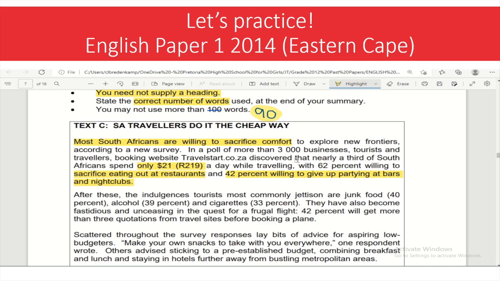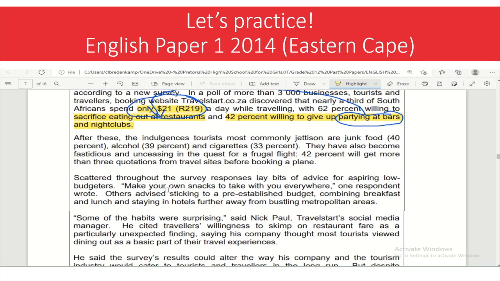Remember, a memo, or rather we call it a marking guideline, it's a guideline. So you can add as you go. And this often happens because people have different perceptions, markers have different ways of doing things. So for me in this case, the $21 or 219 Rand is more of an opinion-based finding over here, and this 42% willing to give up partying at bars kind of does lend to the fact that people won't want to eat out at restaurants at all. Okay, let's move on to the next paragraph.